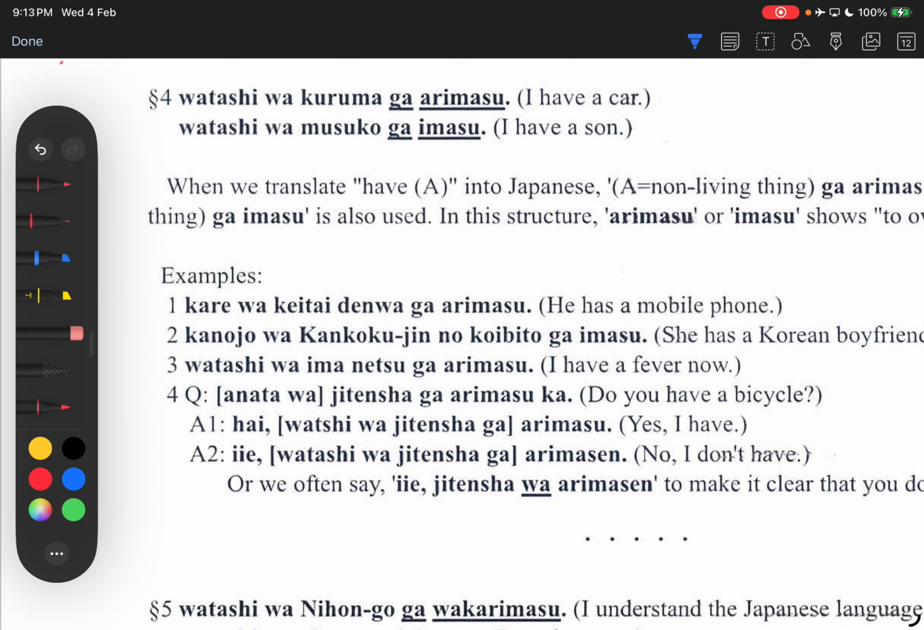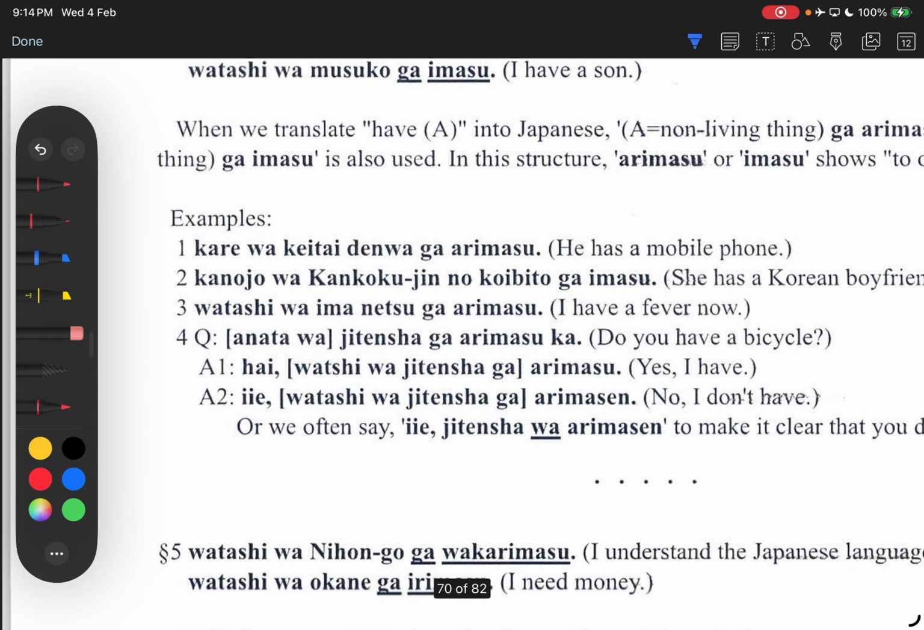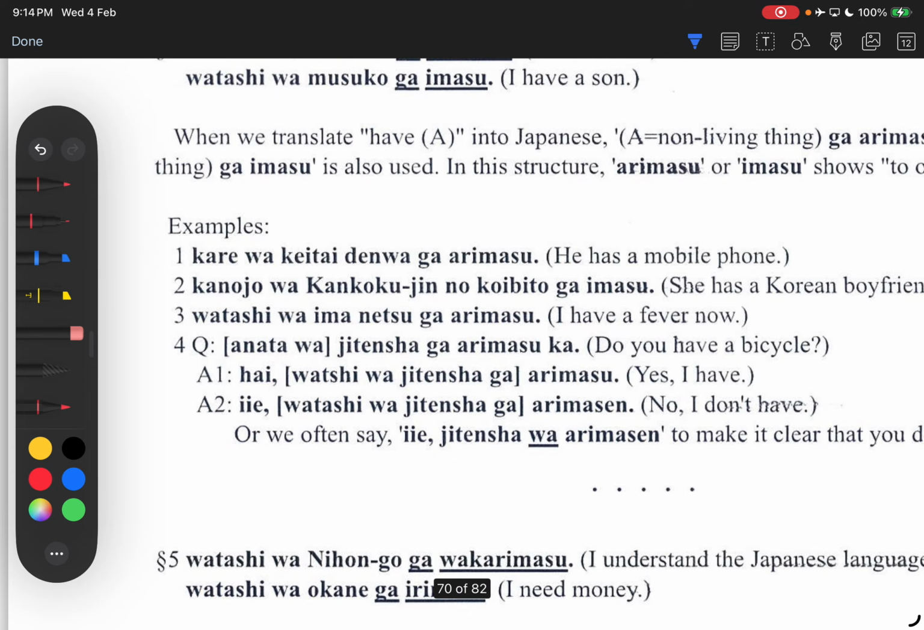Number 4. 自転車がありますか? So you have a bicycle? Right? Have bicycle? The answer says はい、あります。いいえ、ありません. And then you look below, they say いいえ、自転車はありません. So ありません means no have. So 自転車 about bicycle, no have. Which means like, oh, bicycle, no have.